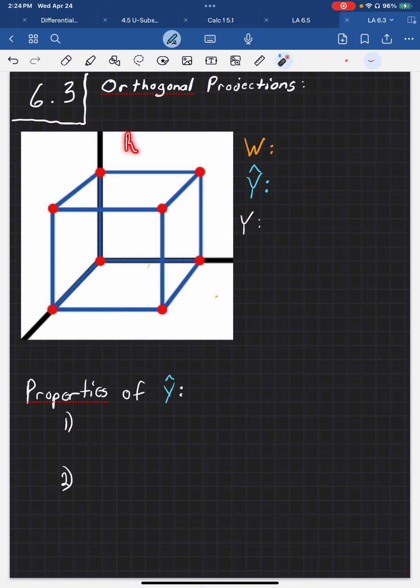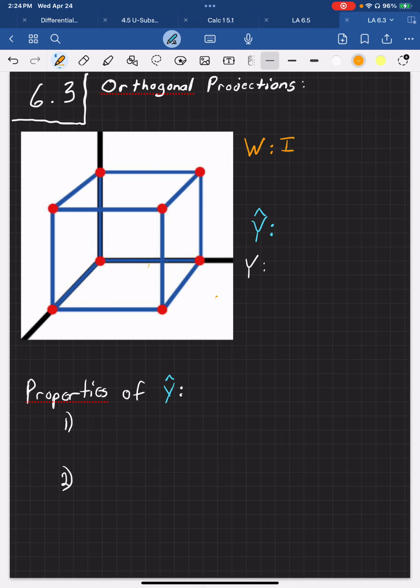just some R3, some three-dimensional picture. And let me develop some ideas. So let's start with the idea that W is the label for some subspace of R2, right? So in other words, W is not the entirety of the R2 space, but it's some subspace of R2.